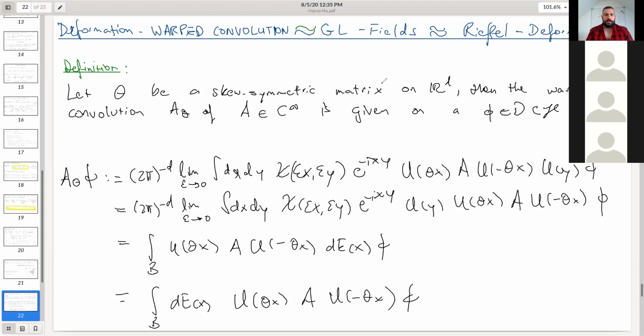So the definition here is the following. Let theta be a skew-symmetric matrix on R^d, then the warped convolution A_theta of A, belonging to a certain subalgebra, forget about that for the moment, it's not that important, is given on a vector by the following formula. So you take a unitary operator, U(theta x) A U(-theta x), you take the adjoint action with respect to this operator A. Yes, sorry, is there any question?